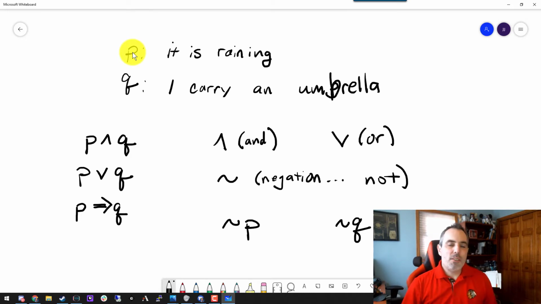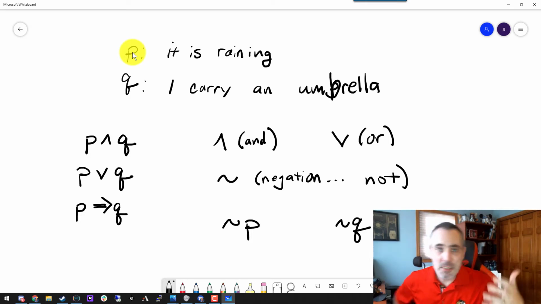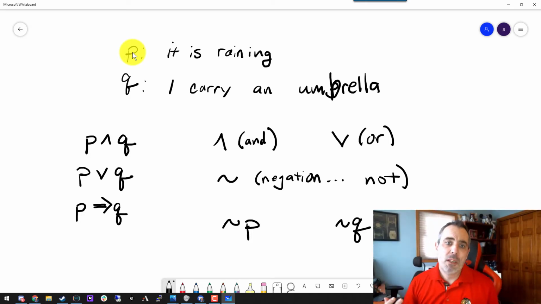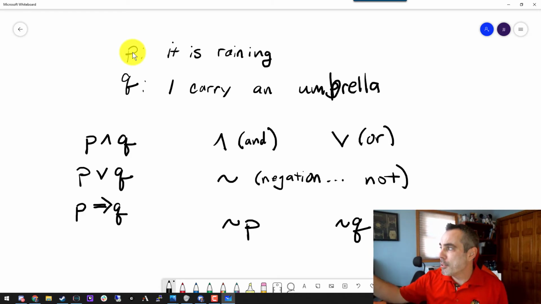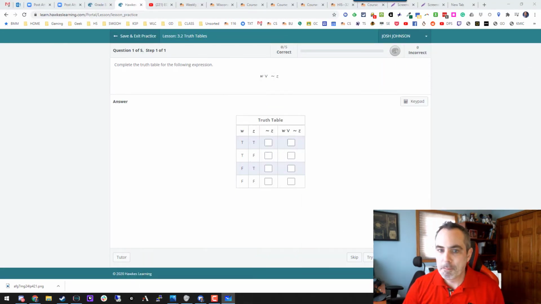Now, when we are working with this, it's important for us to understand that a statement like and means that both things have to happen, right? If I say it is raining and I carry an umbrella, if somebody were to look outside and see, oh, it's raining and Josh is carrying an umbrella, that's a true statement. An or statement means one or the other. So someone could look outside and say it is raining or he's carrying an umbrella, one or the other. All right, so let's take a look at what a truth table then is starting to imply.